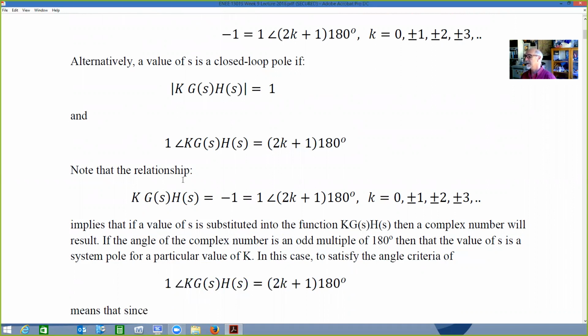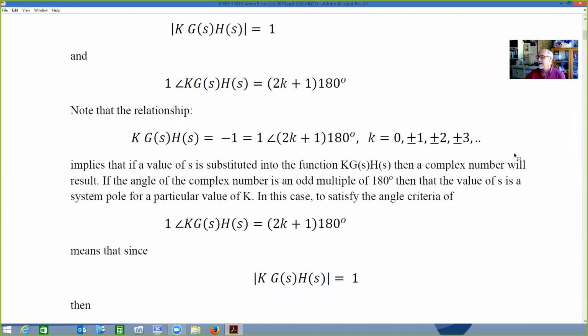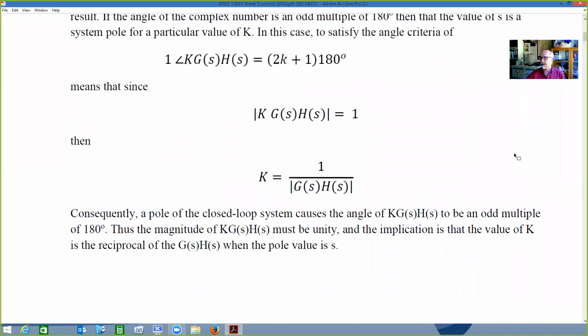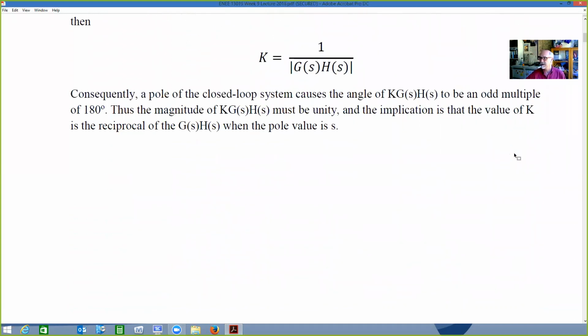So what this particular relationship implies is that if a value of s is substituted into the function K, again, multiplied by the transfer function G(s), multiplied by that feedback H(s), then a complex number will result. If the angle of that complex number is an odd multiple of 180, then that value of s is a system pole for a particular value of gain K. In this case, to satisfy that angle criterion, we have to look at that. So when we do that, of course, we can calculate our gain value by rearranging that expression, and our gain will equal 1 divided by the absolute value of the product of G(s), the transfer function, multiplied by H(s), the feedback transfer function.